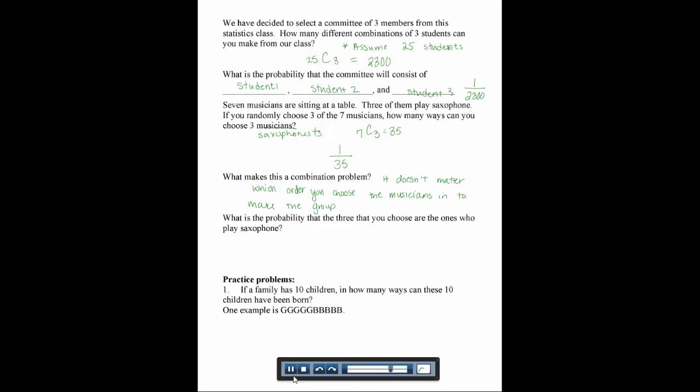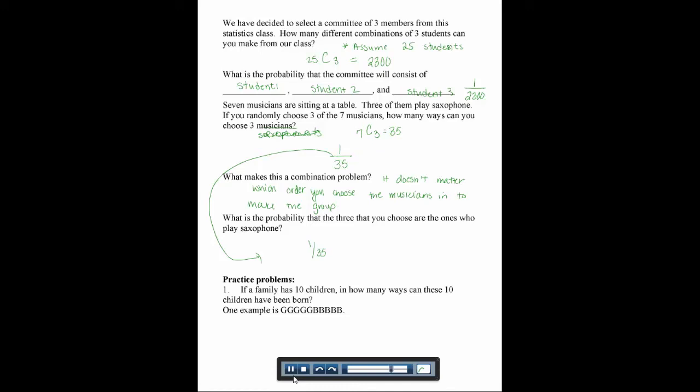Oh, sorry, I got ahead of myself. This problem was right. We want to know how many ways could we choose 3 musicians. Now, this next part was answering this question. What's the probability that the 3 you choose are the ones who play saxophone? Since there's only 3 that play saxophone, we'd have 1 out of 35.